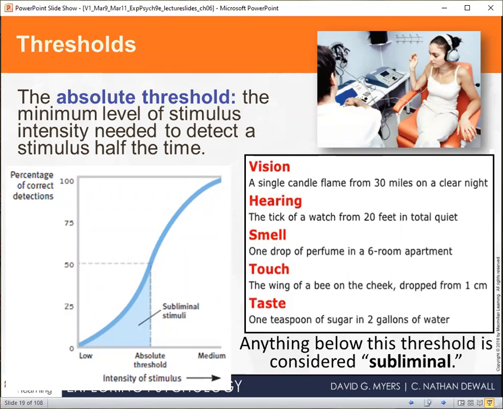Now, looking again at the graph we have to the left, we have this shaded area underneath that says subliminal stimuli. And basically it says anything below this threshold is considered subliminal. Subliminal meaning that we have no real awareness of it. It's beneath our threshold. So we never were able to detect that there was something there. It is subliminal to us, below our absolute threshold.